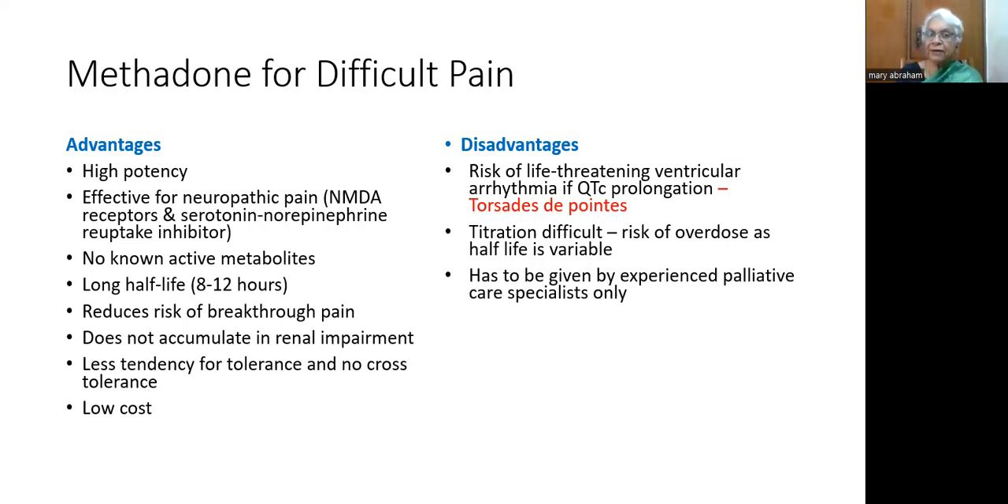But the main disadvantage is there is a risk of life-threatening ventricular arrhythmias if the QTc is prolonged on the ECG of the patient, which is torsades de pointes, a very life-threatening kind of ventricular arrhythmia. And also titration is difficult and there's a risk of overdose as its half-life is unpredictable. And also very important, it should be given only by experienced palliative care doctors. Next, please.